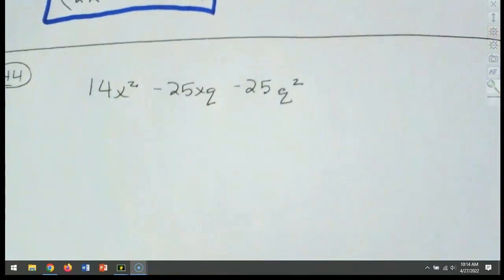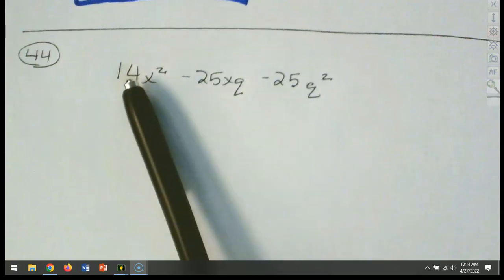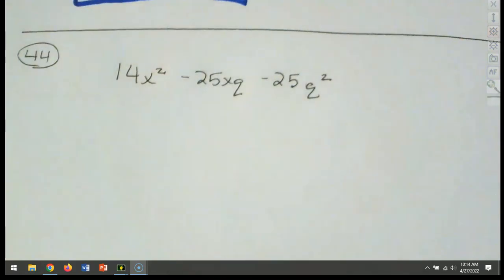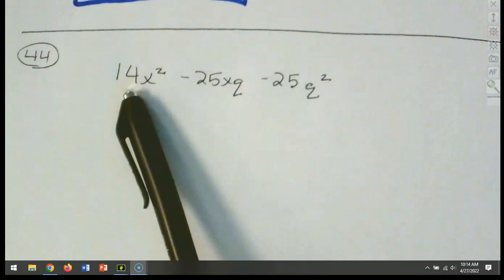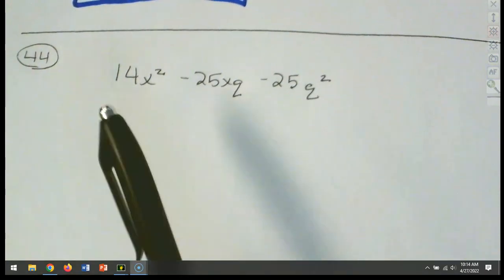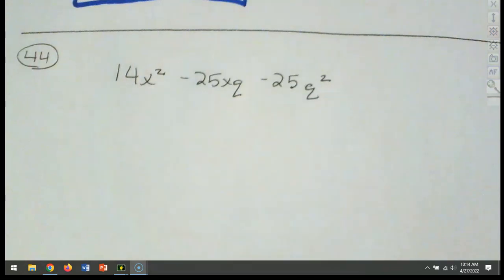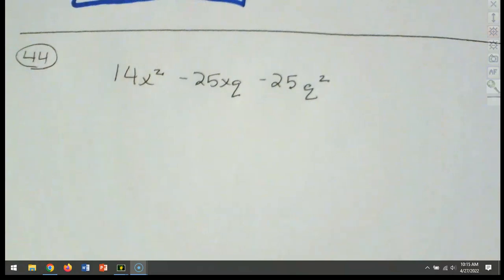Well, do we have any numbers in common? Nope, because that 14 messes with the others, doesn't it? So nothing's in common. Do we have a square? Well, we got one square, but is 14 a square to go with it? Nope. So we can't factor it like the last one, because 14 is not a square. If that would have been a 9, we might have been able to factor it as a perfect square trinomial, but 14 doesn't work.